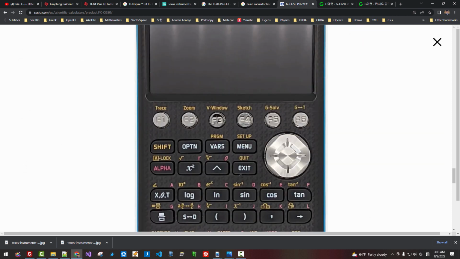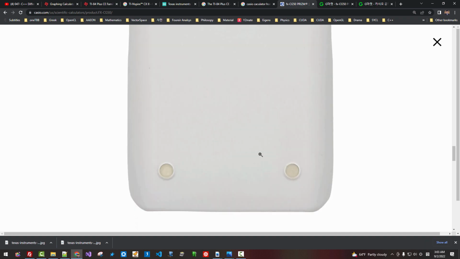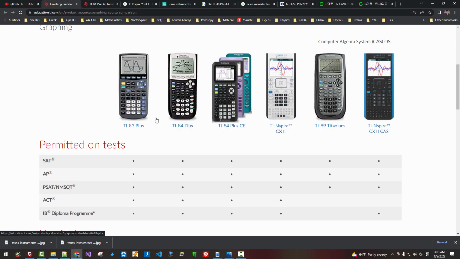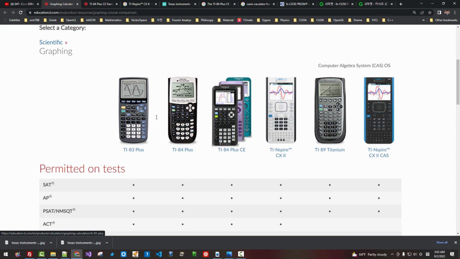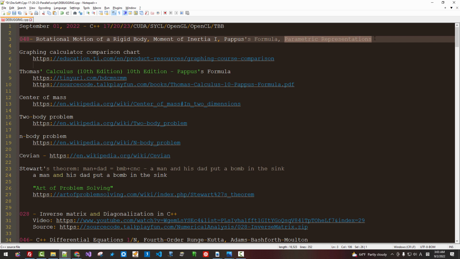If you are planning to take a license examination in Korea, you have to double check if this model is allowed for your examination. Whatever model you use, if you need graphics capabilities, you have to understand parametric representation. Without understanding parametric representation, you cannot use the graphic capabilities of your calculator 100%.